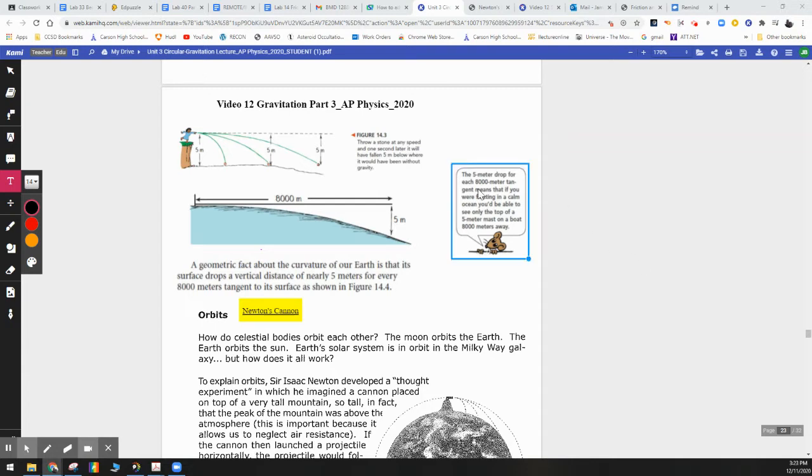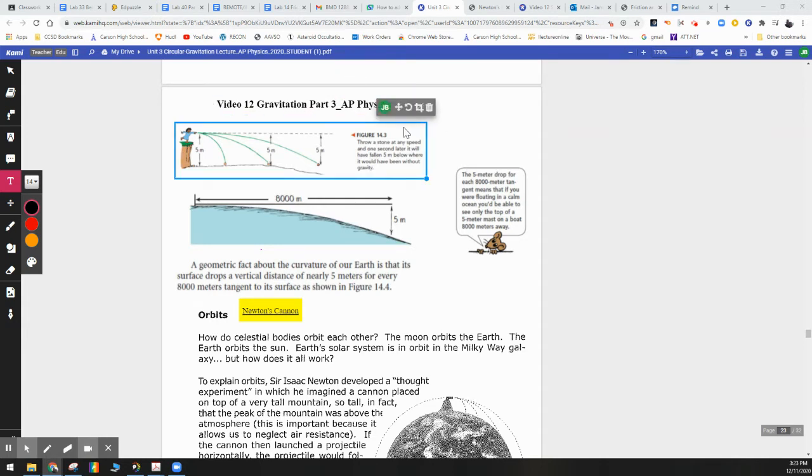So a while back, something you may or may not know: take a look at this figure 14.3. It says if you throw a stone at any speed, 1 second later it would have fallen about 5 meters below where it would have been without gravity. Okay, this is a fact about gravity. It falls about 5 meters in a second. After 1 second of time elapsed, it's 5 meters. How far it goes depends upon your initial velocity.